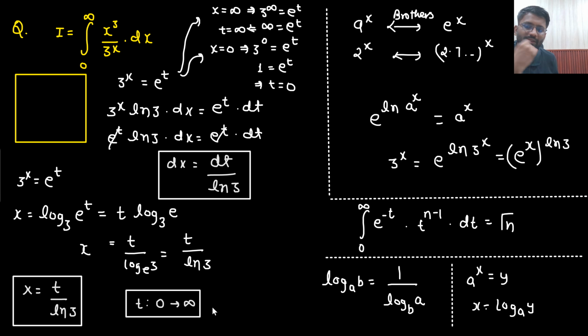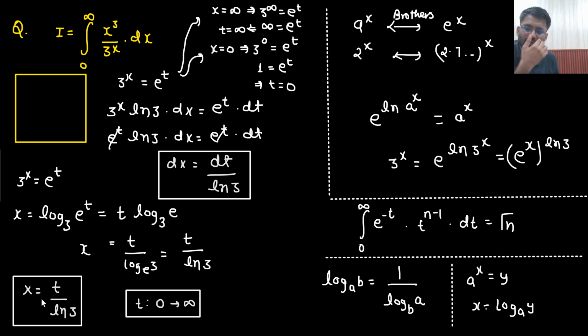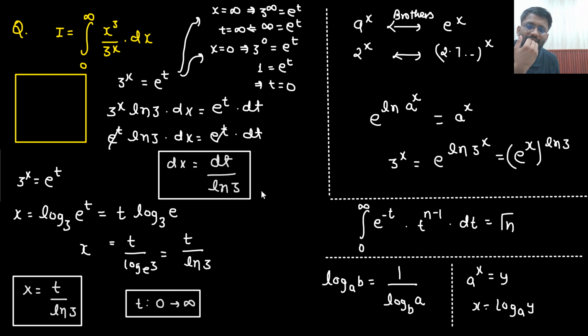X cube I need to write down. That will be t cube divided by ln 3 cube. Downward there is 3 to the power x, which is e to the power t, so it would become 1 by e to the power t, e to the power minus t. X cube will be nothing but t cube divided by ln 3 cube, dot dx. What is dx? Dx is dt by ln 3.